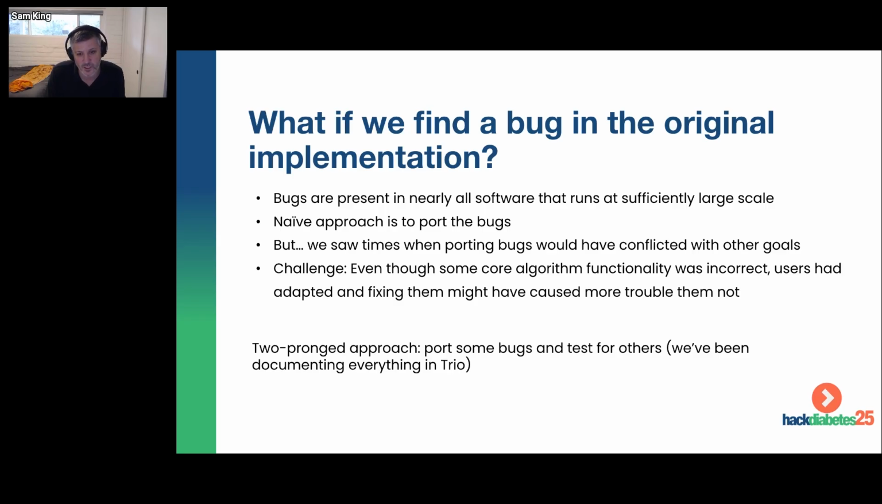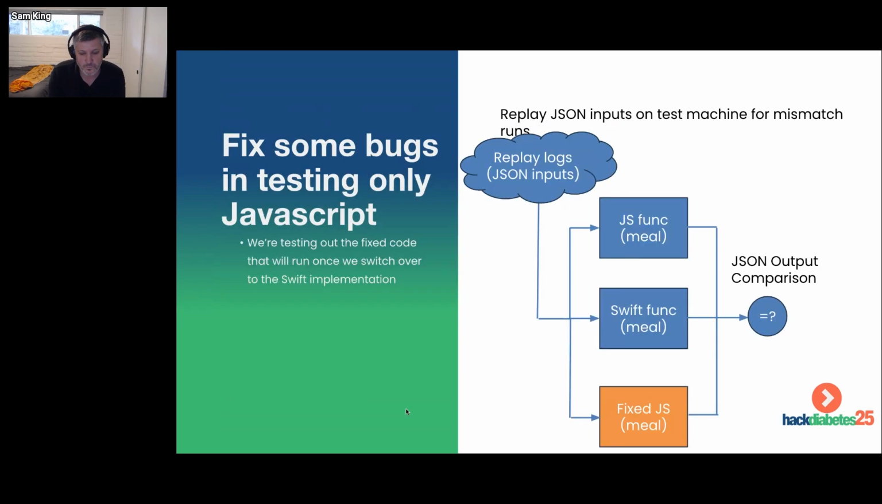Essentially we ended up taking a two-pronged approach where some bugs we would port from JavaScript over to Swift, and for others we would test. Next slide, please. In our testing framework, once we have these logs that I mentioned previously and we replay them, we have two sets of JavaScript that we run against. One is the original JavaScript that runs inside the Trio app, and the other is a version of the JavaScript that we fixed. Now we can compare this fixed JavaScript against Swift. Essentially, you can think of it as testing out the fixed code ahead of time using the current set of data that we're looking at. Next slide, please.